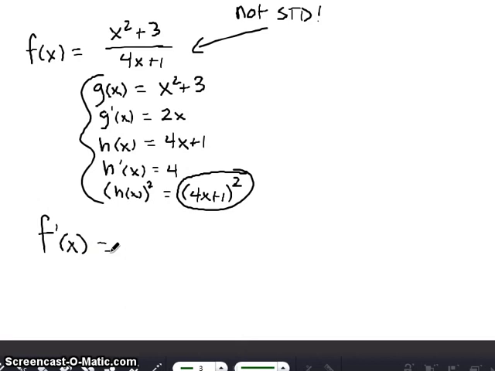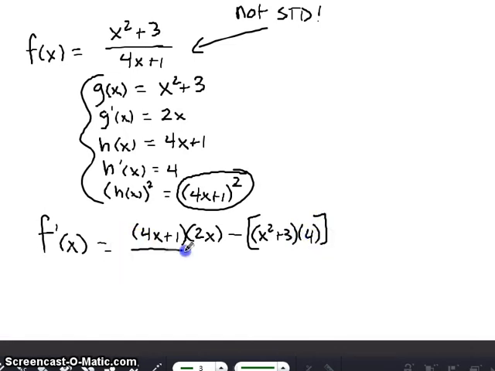So we want to do low, so 4x plus 1, d high, so the derivative of the top, derivative of g, prime 2x, minus, always minus, then I'm going to put in some parentheses there, high, keep the first one the same, the numerator the same, so x squared plus 3 times the derivative of the bottom, which would be 4, all over the bottom squared.